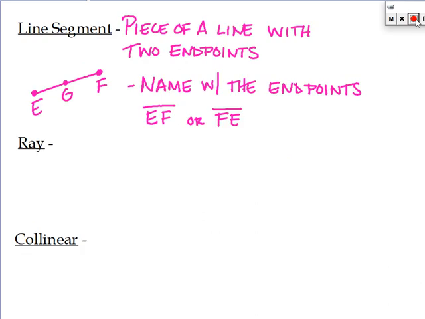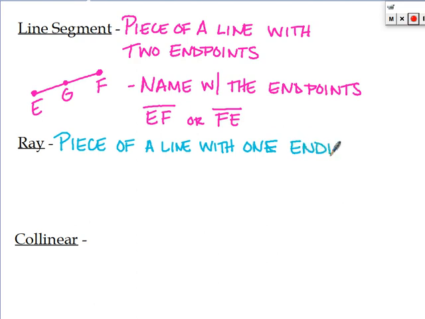But with the segment, I have to use the endpoints. So EF and FE are my only options. Okay? So a ray is also a piece of a line, but it's a piece of a line with 1 endpoint. So that means it's going to look like this: 1 endpoint, and then the rest of the line. Remember, lines go on forever. So if I'm going to name this H, and let's just say I'll put I and J on here as well, because remember there's an infinite number of points happening here. Okay, that's what a ray looks like. So it has 1 endpoint, and then it still goes on forever in one direction.